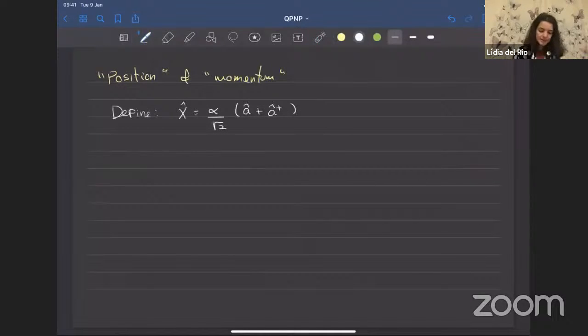And then our operator P, which is going to be a bit complicated. Alpha i square root of 2, A minus A dagger, right? We do it like this. And now we see that they act exactly like position and momentum. So to see this, we're going to look at their commutator.